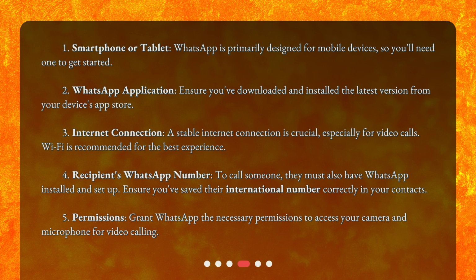4. Recipient's WhatsApp number. To call someone, they must also have WhatsApp installed and set up. Ensure you've saved their international number correctly in your contacts. 5. Permissions. Grant WhatsApp the necessary permissions to access your camera and microphone for video calling.